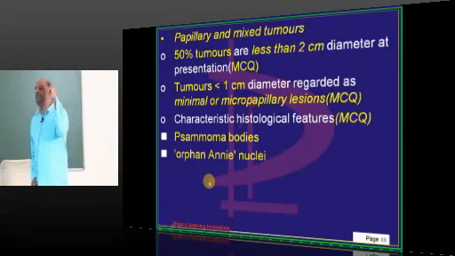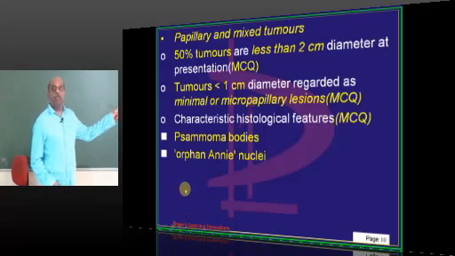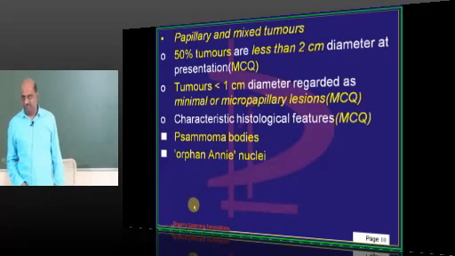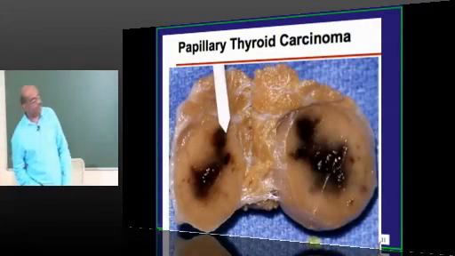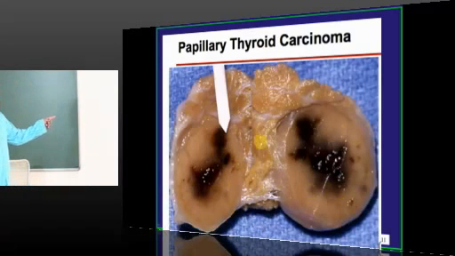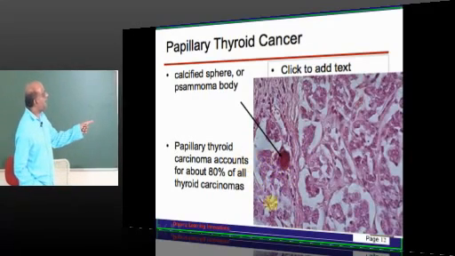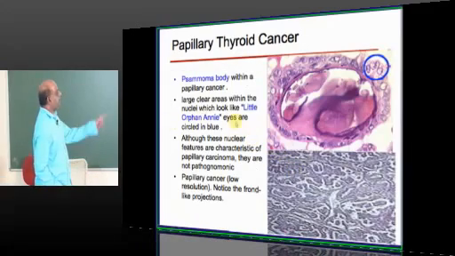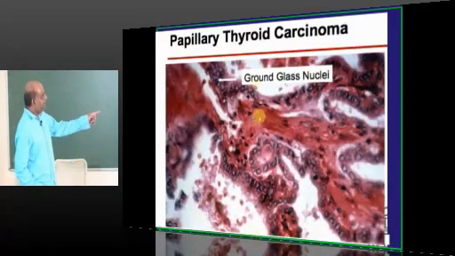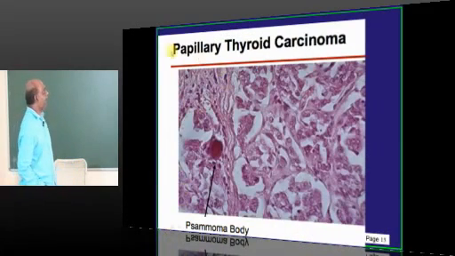Two histological features characterize the papillary carcinoma: psammoma bodies and Orphan Annie-eyed cells are the two important features which you need to basically remember. So this is a typical example of a papillary thyroid carcinoma on cut section. This is that calcified sphere, which is also called a psammoma body, one of the important features. And these cells are called Orphan Annie-eyed cells, which have ground glass nuclei, a very important feature.